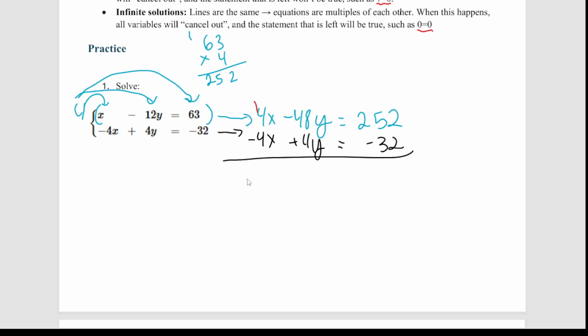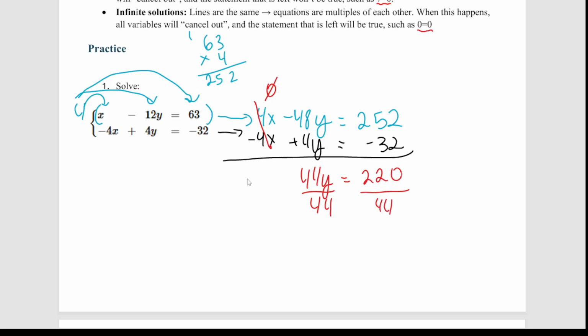4x minus 4x is going to make 0, just like I wanted. Negative 48y plus 4y is going to make 44y. 252 minus 32 is going to get me 220. Now I need to get y by itself, so I'm going to divide by 44.